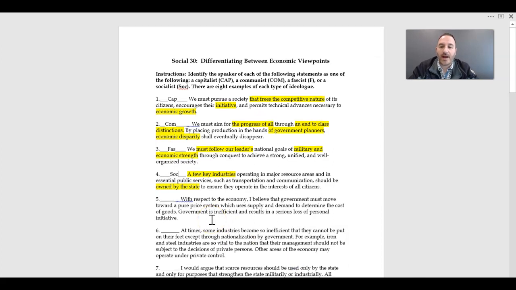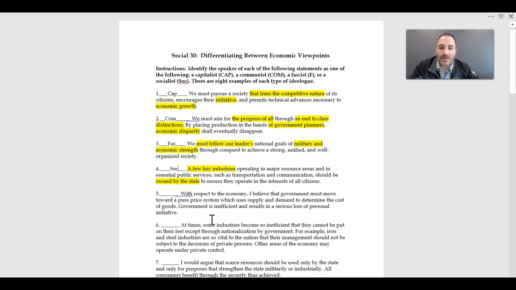All right, number 5, with respect to the economy, I believe that government must move towards a pure price system. So what we're talking about here, guys, is the idea that we use supply and demand to determine the cost of goods. Government is inefficient and results in a serious loss of potential initiative. Okay, so pure price system, supply and demand. Ladies and gentlemen, what do we have here? We have capitalism. When you hear that idea of supply and demand, you should be thinking capitalism.